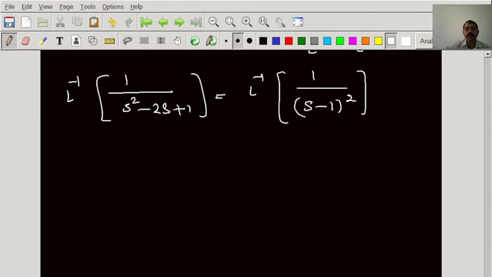can write this as s minus 1. We must write s minus 1 as s using the property, and we can write this as e power 1t. Then s minus 1 we can write as 1 by s square, inverse Laplace. So this is nothing but e power t into t.